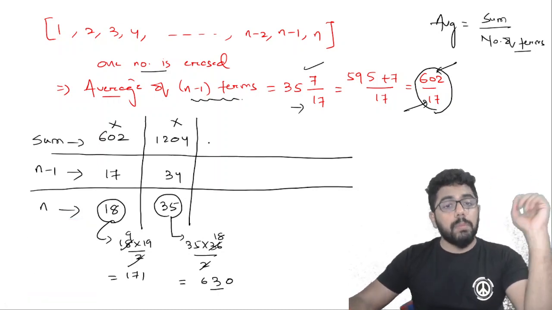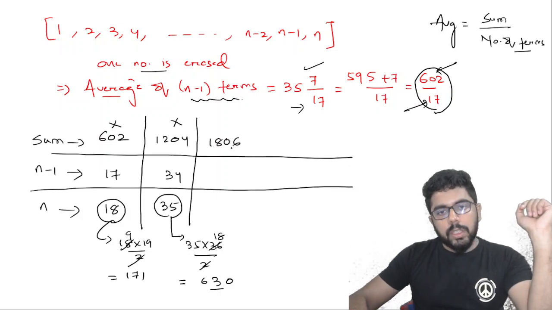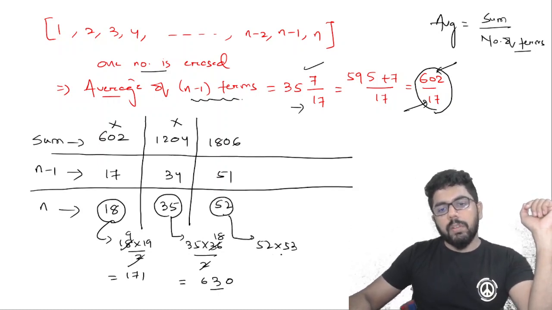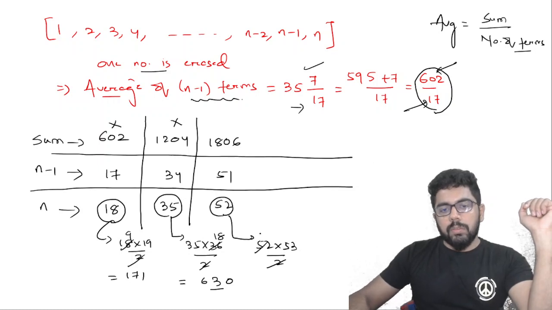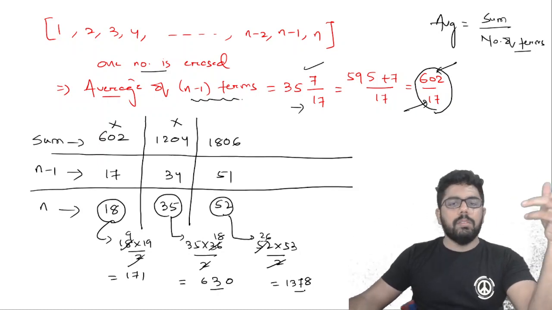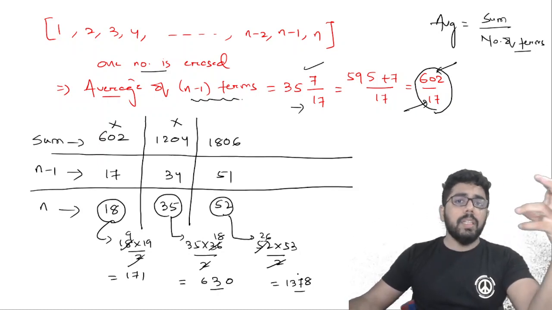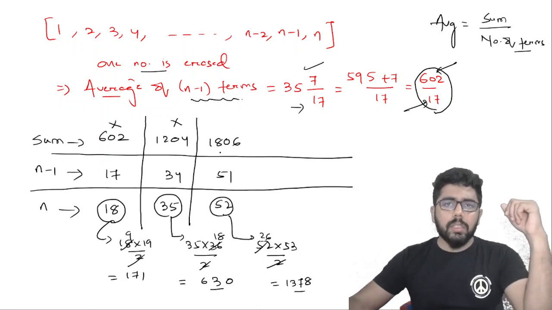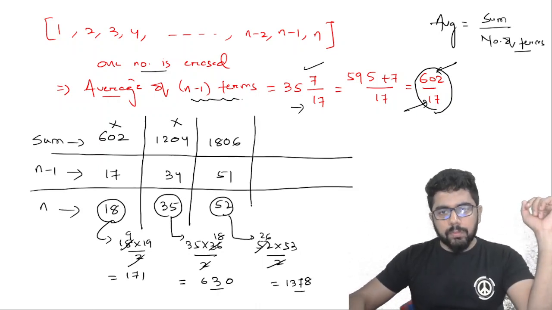So let's multiply it by 3. So 1806 divided by 51. That means actual number of terms is 52. Again you apply this 52 into 53 divided by 2. So 26 into 3 78 carry 7. So this is 1378. Again not possible. 1378 was the actual sum present. You erase the number, you cannot reach 1806. It will always be lesser.